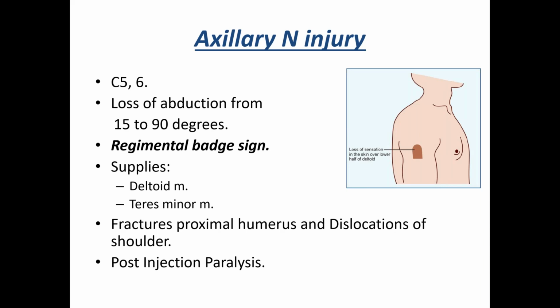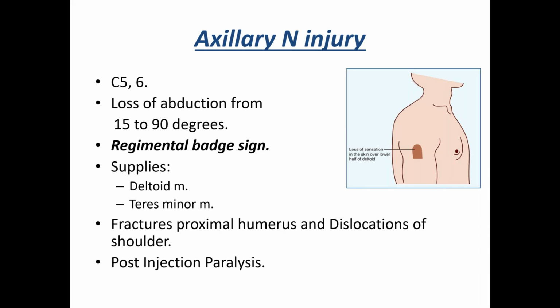Another common mechanism of injury of axillary nerve is post-injection paralysis. Sometimes the intramuscular injection in deltoid can be given at the wrong site, which can damage the axillary nerve, and that can lead to axillary nerve paralysis.